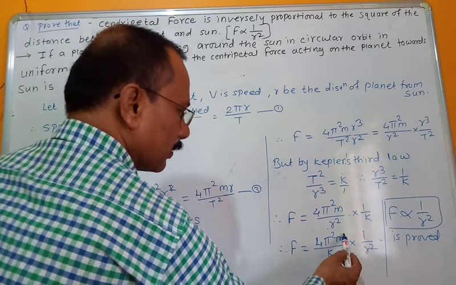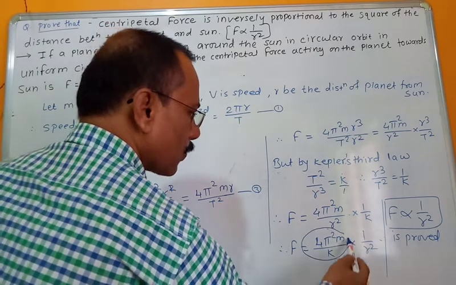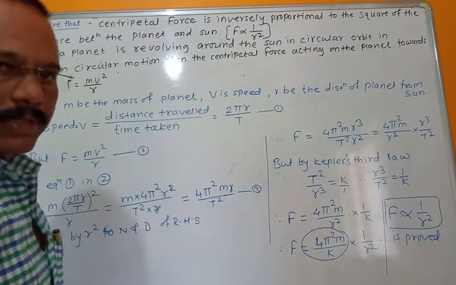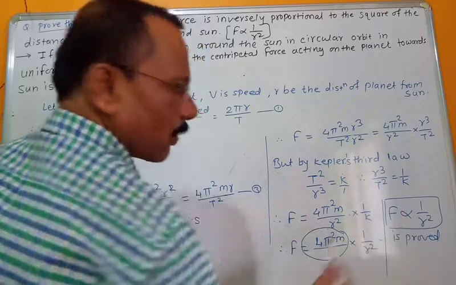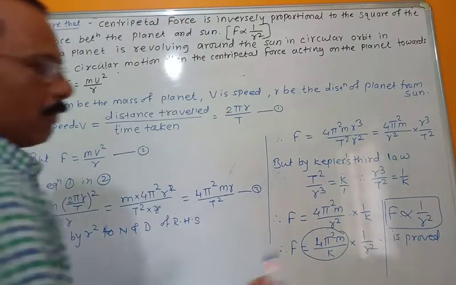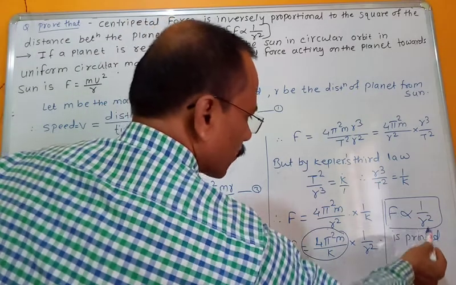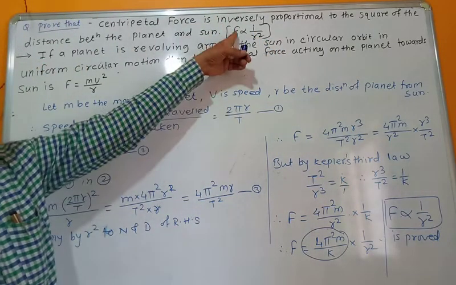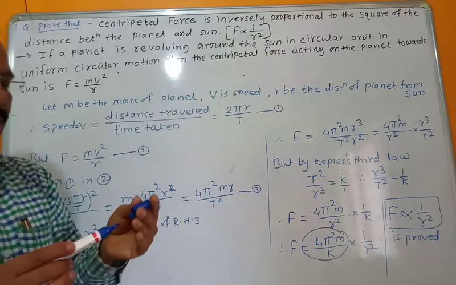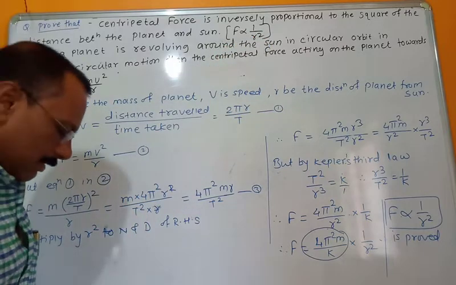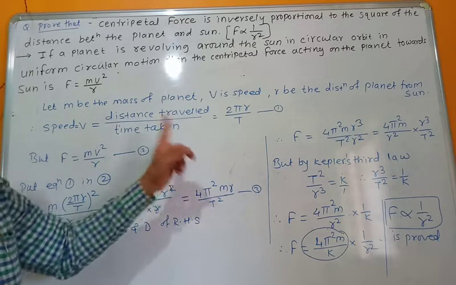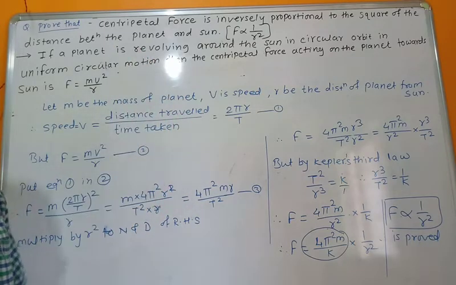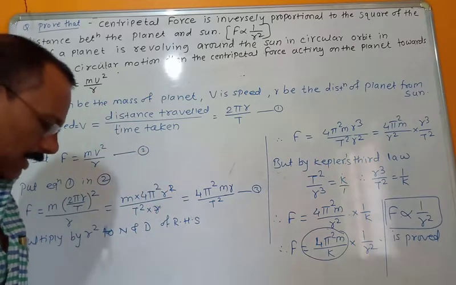This whole term 4 pi square m by k is a constant. By neglecting the constant, you get the sign of proportion. Therefore F alpha 1 upon r square is proved. You have to prove that F alpha 1 upon r square, which means centripetal force is inversely proportional to r square. This is a very important theorem, explanation and proof, and you have to remember all of this.